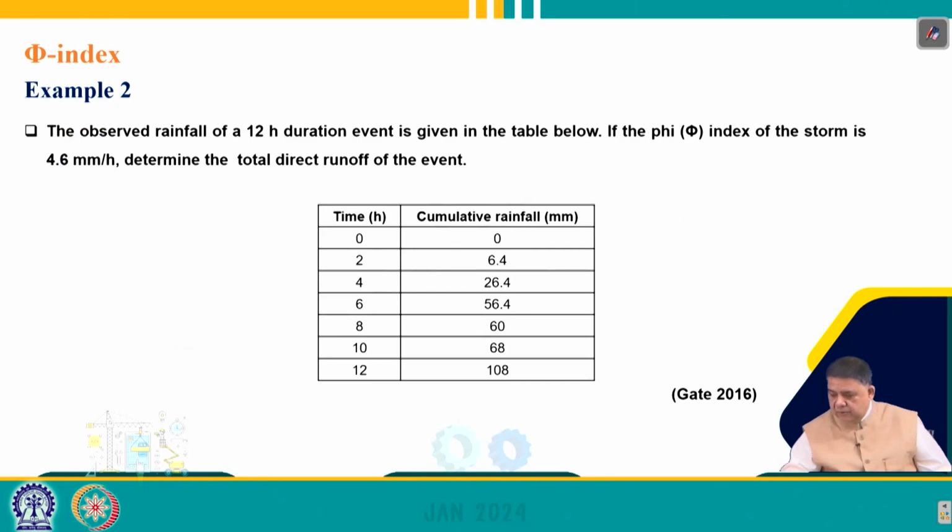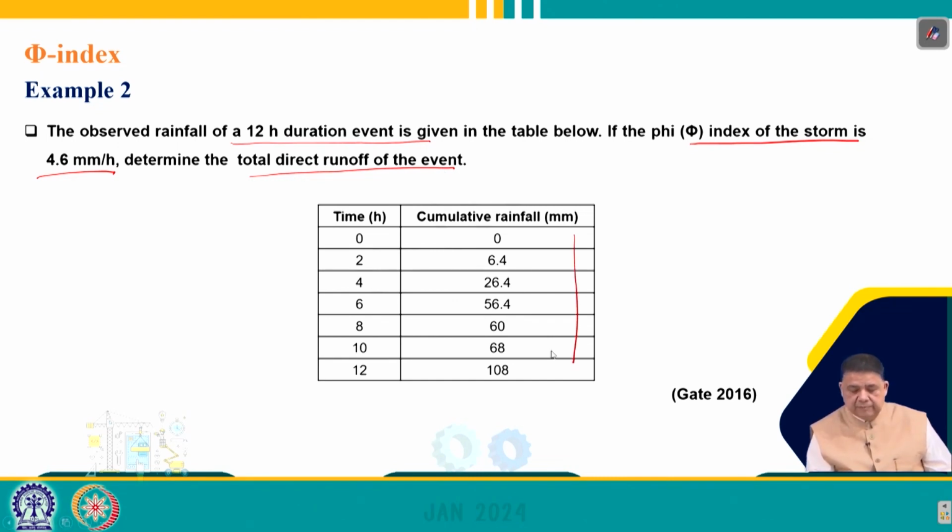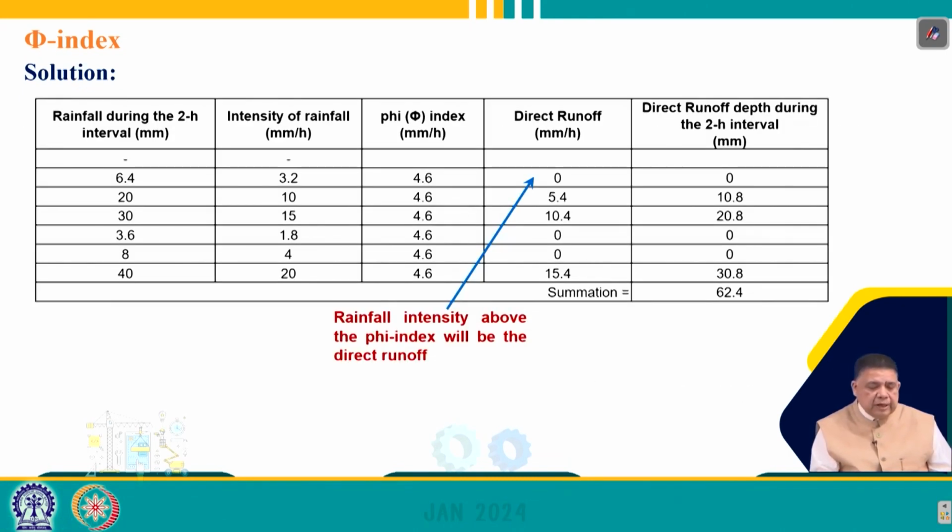We can take another example quickly. The observed rainfall of a 12-hour duration event is given in the table below. If the phi index of the storm is 4.6 millimeter per hour, determine the total direct runoff of the event. Cumulative rainfall is given at different times, and this question is from GATE 2016. Same process: we will find the rainfall during each 2-hour interval and the intensity. So basically we need the hydrograph, and the phi index value is given as 4.6.